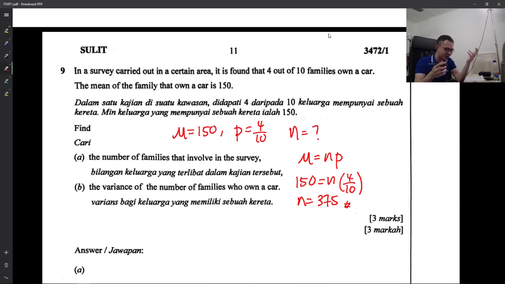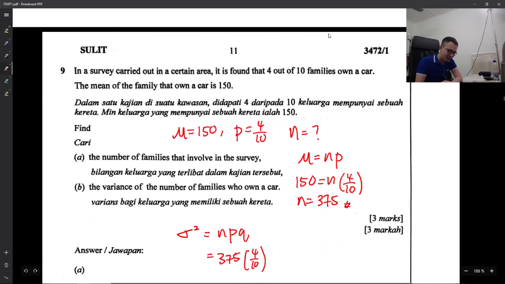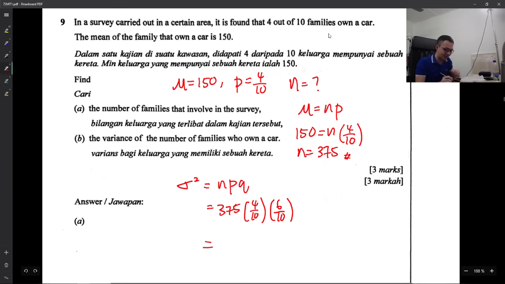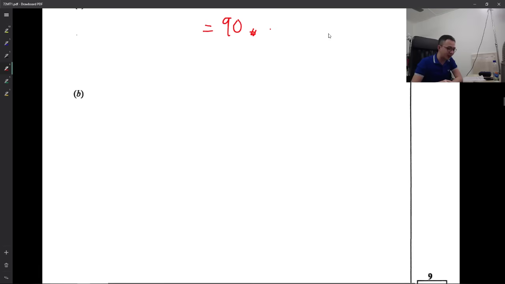Alright, the variance of the number of families who own a car. In order to find the variance, it is basically NPQ. So N is 375, P is 4 over 10, Q will be 6 over 10. So we just multiply them. You should get the correct answer easily. The variance will be 90. Okay, very simple. So I move on to the next question.